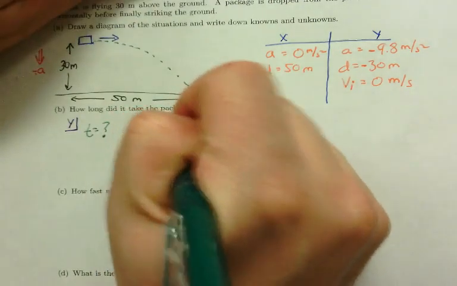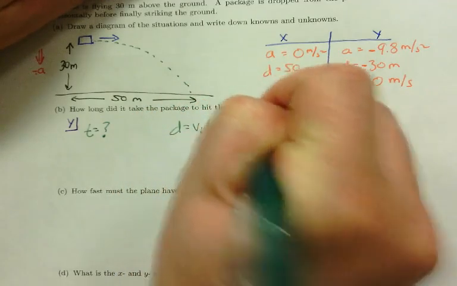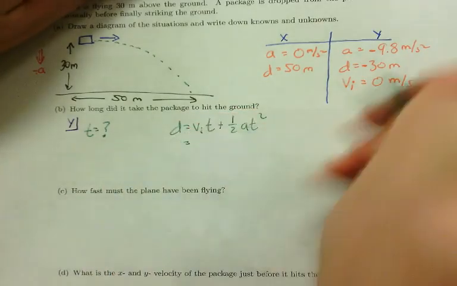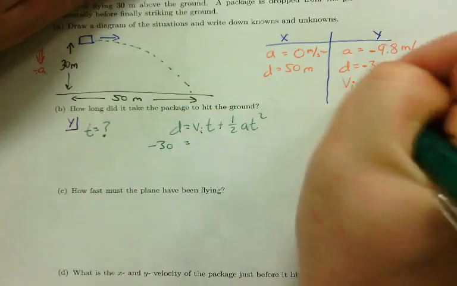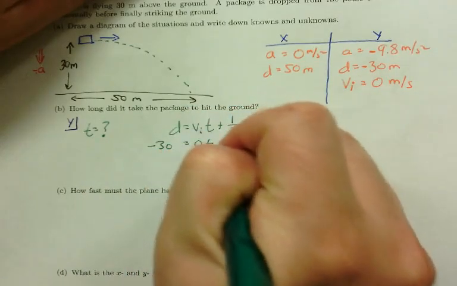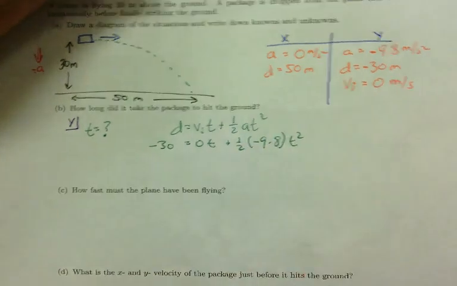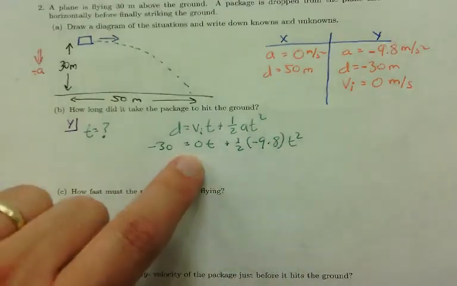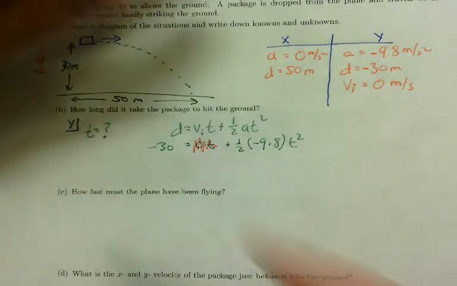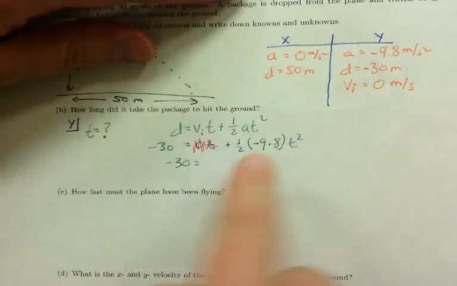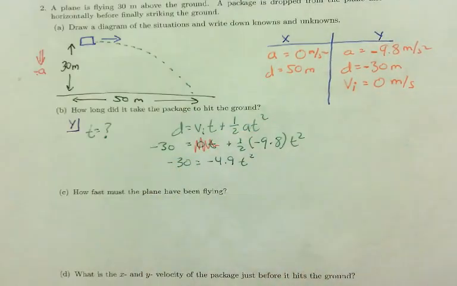All right, you should have seen that you want to use Big Chalupa. So I'm going to plug that in there. D, negative 30, equals VI, which is 0t plus 1/2 times negative 9.8 times t squared. Now, luckily, once again, we have something that's 0, so it can go away. So if I rewrite this, I'm going to have negative 30 equals half of negative 9.8 is negative 4.9 t squared.